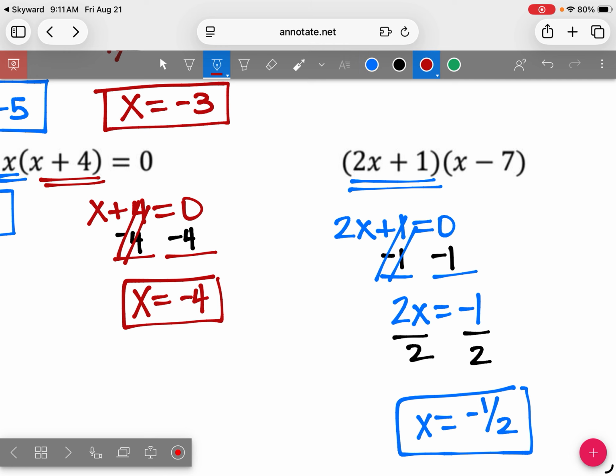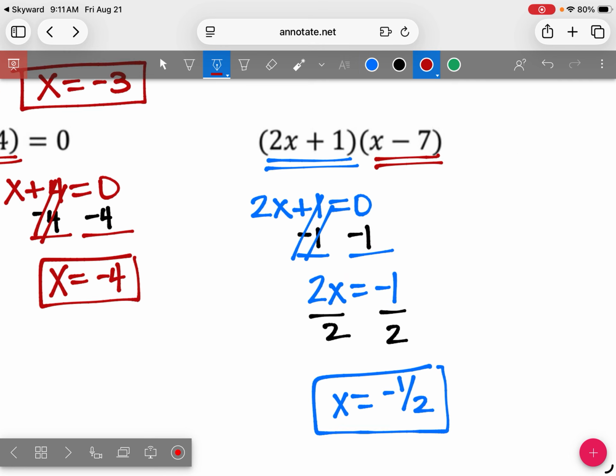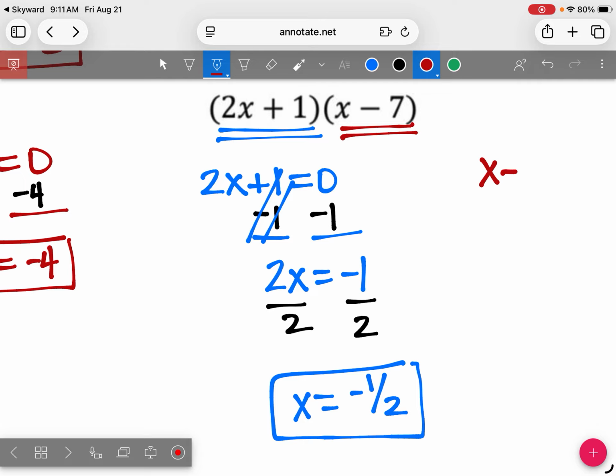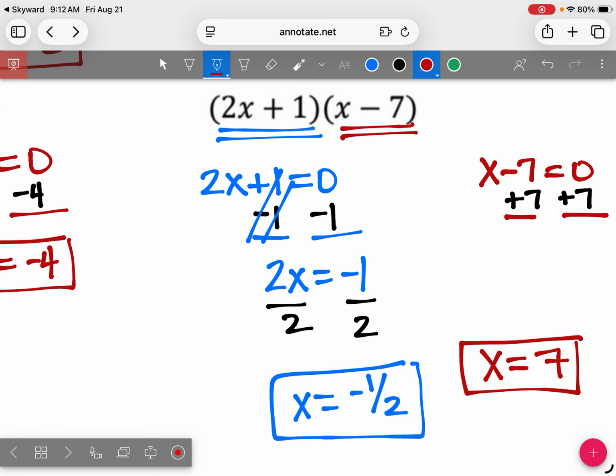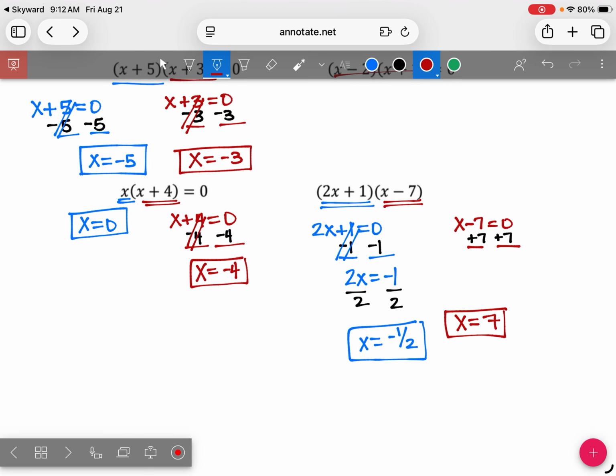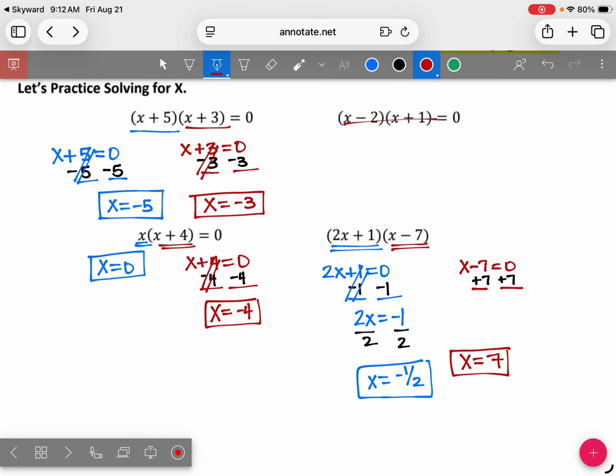And now we're going to take the x minus 7, set that equal to 0, add 7, and you should get x equals +7. So again, all of these that we found represent my x-intercepts. And that's what we're focusing on today.